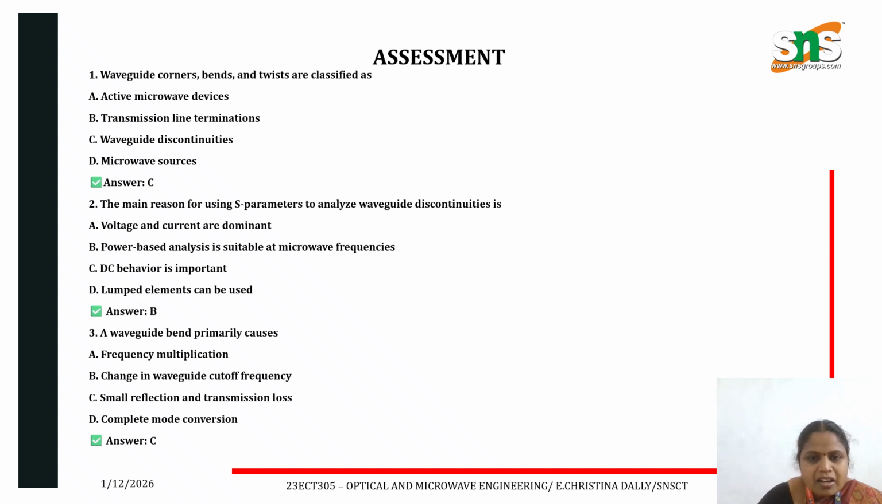Here, when these components are related to the S matrix, we know that waveguide corners, bends and twists have been classified as waveguide discontinuities, and the main reason for using the parameters is that they are based on power based analysis, and are suitable for the microwave frequency. And the bend primarily causes small reflection and transmission loss.